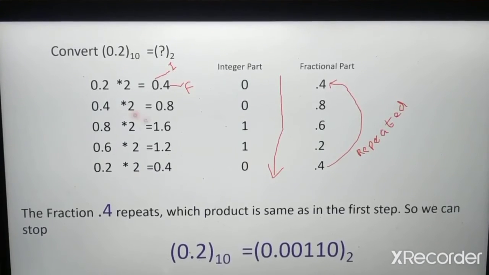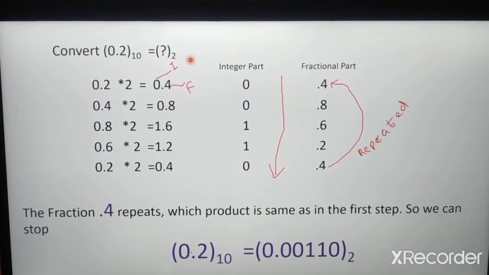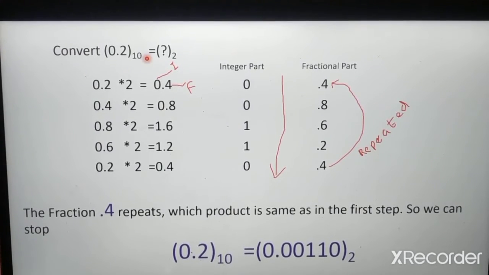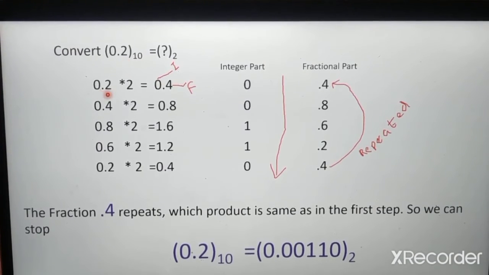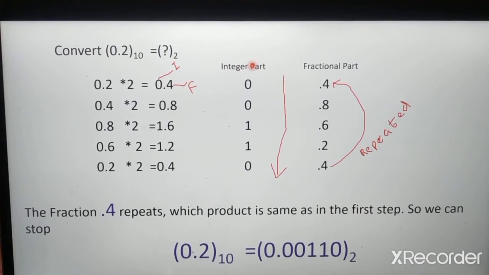Let's see an example. Convert 0.2 into its equivalent binary number. Here our given number is 0.2. We have to multiply the given number 0.2 by 2. We get 0.4. In this number we have two parts: one is the integer part and the other is the fraction part. This integer part is also called the carry part. Here we have to discard this carry part and consider only the fractional part.